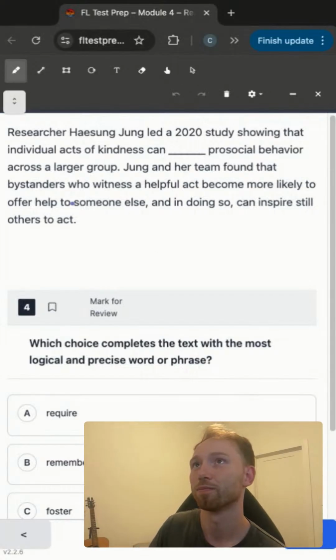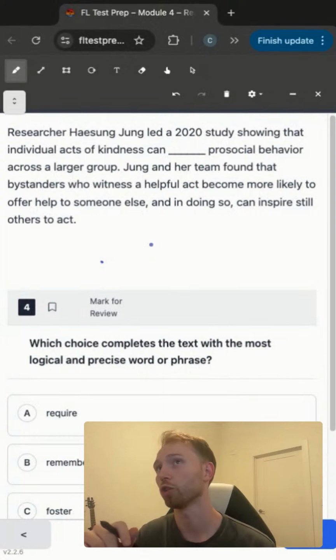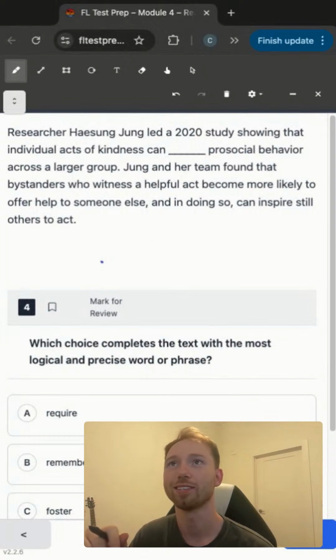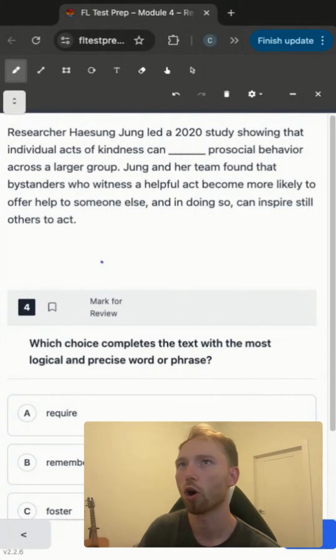Let's take a look. Research of Ha-Sung Jung led a 2020 study showing that individual acts of kindness can blank pro-social behavior across a larger group. Jung and her team found out that bystanders who witness a helpful act are more likely to offer help to someone else, and in doing so can inspire others to act.